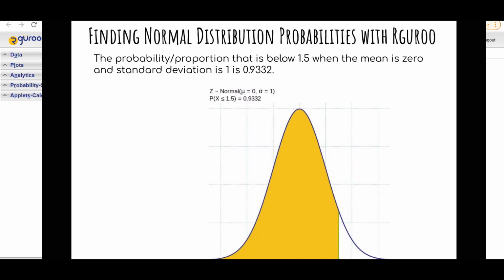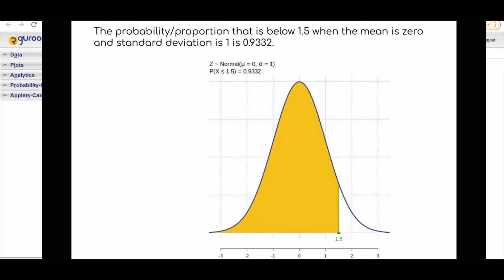So this here found the probability, or the proportion, that was below 1.5 when the mean is 0 and the standard deviation is 1 specifically. And you can see it is shaded. This is the amount that's below 1.5. So we've got 1.5 highlighted here, and anything to the left, anything less than that, is shaded. And so you can see that the proportion, the area of this graph that is less than 1.5, is 0.9332.